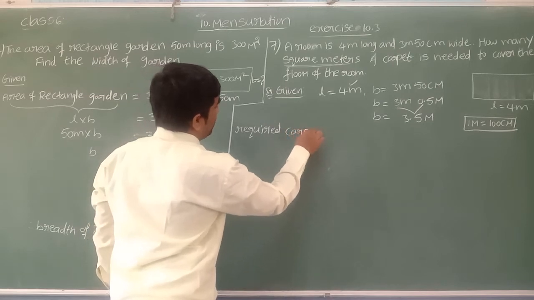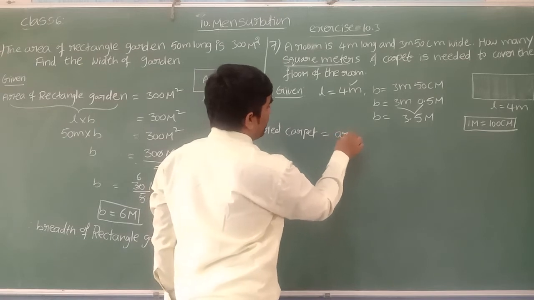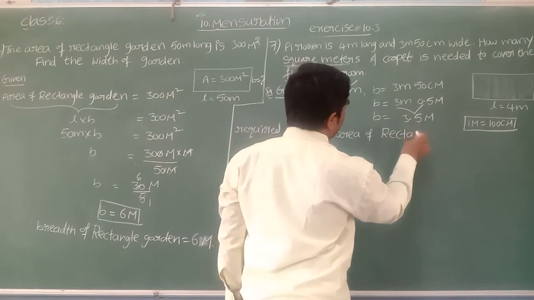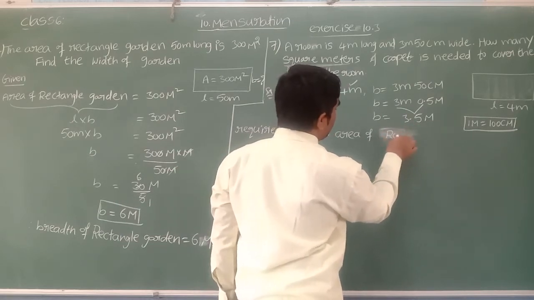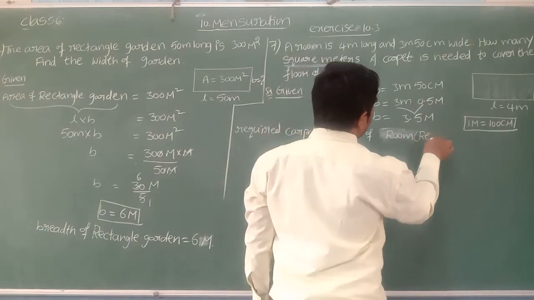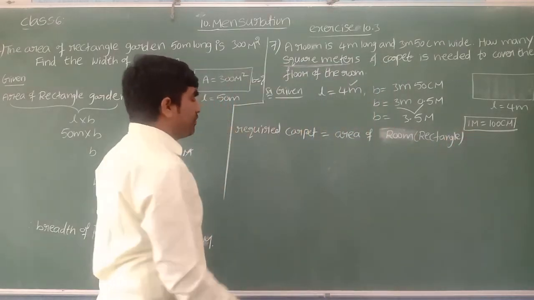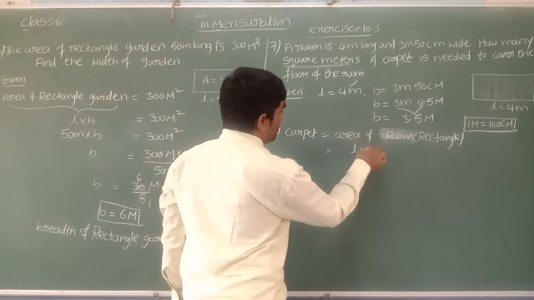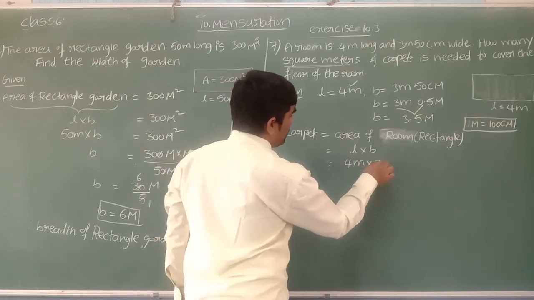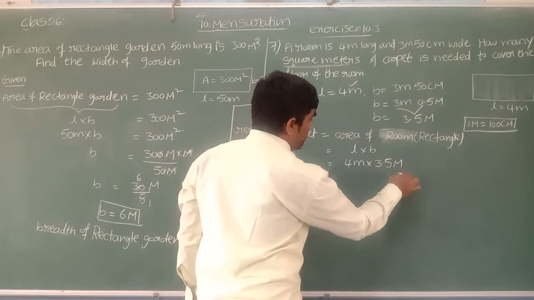Required carpet is equal to, to know the required carpet, it's enough to find the area of the room. Area of the room, which is in rectangle shape. So what is the formula to find the area of a rectangle? Length into breadth. Where length is 4 meters, into the breadth, 3.5 meters. A meter into meter gives square meters.